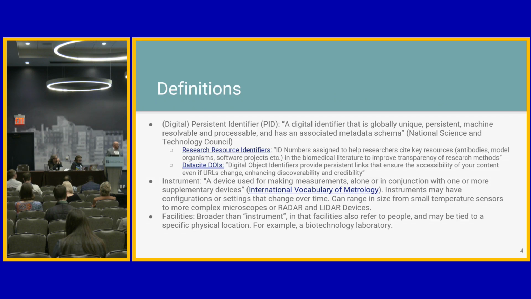So we're going to start with a couple working definitions because they're going to help inform the other 2 talks too. And so PID is short for persistent identifier, and they're just essentially a globally unique machine resolvable link that's associated with the metadata scheme. I'm not going to read all of these definitions, but I listed a couple examples below. An instrument, essentially, the definition we're using is a device for making measurements, and then obviously facility is a little more straightforward.